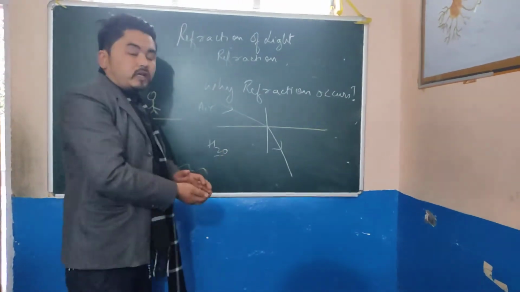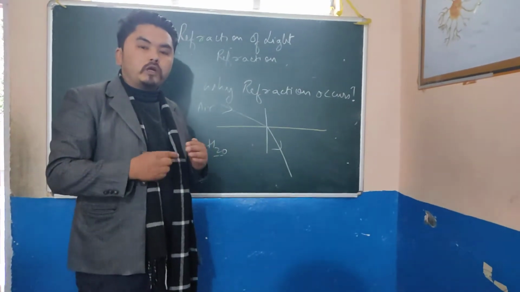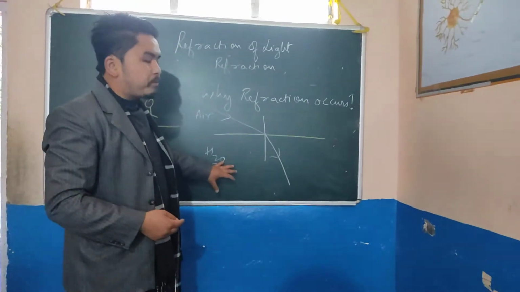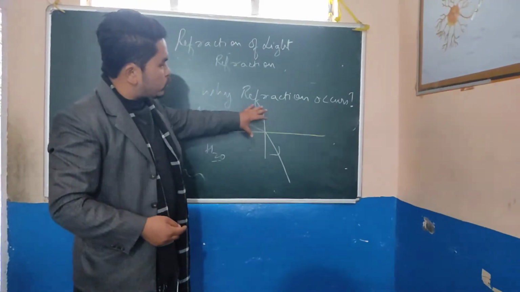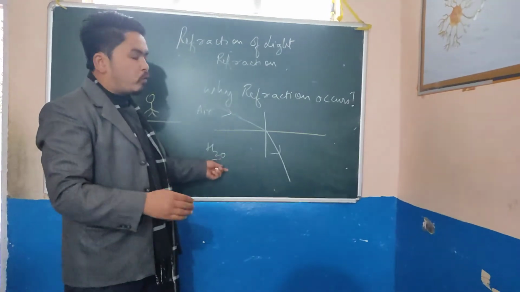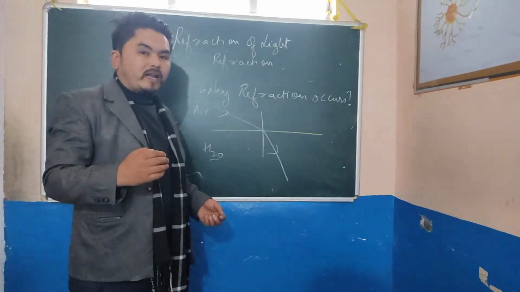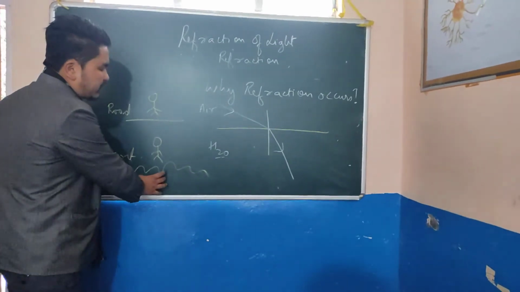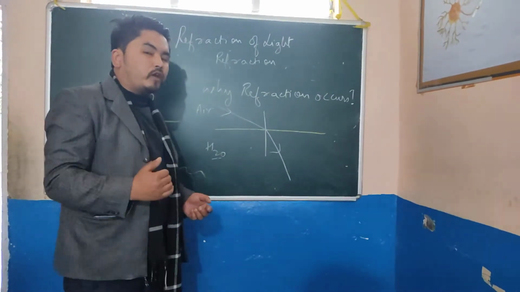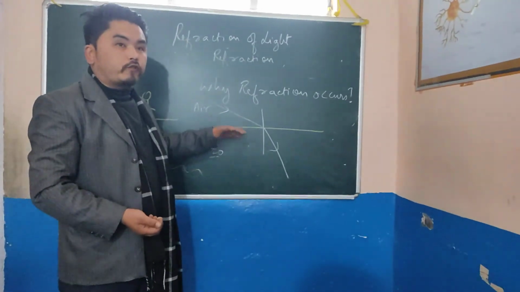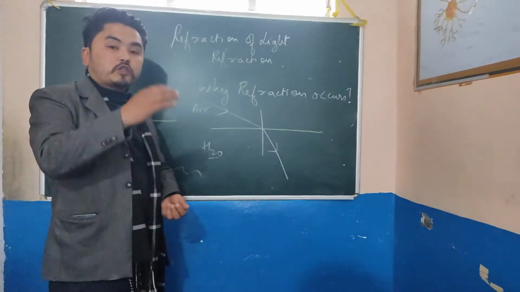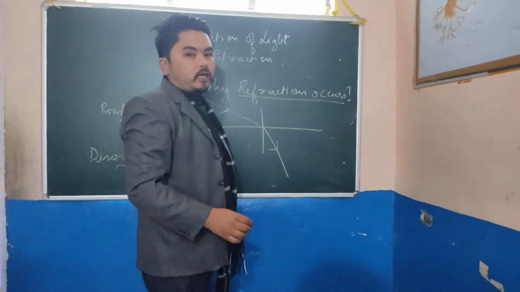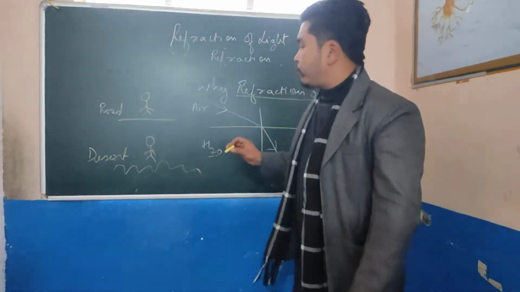Because water is very, very compact. Water has molecules close to each other as compared to air. So the water molecules will not allow the light to pass through very easily, and the speed has to decrease. In the same way as the boy running in the desert, his speed decreases, the ray of light traveling from a rarer medium to a denser medium will slow down. And this is the main reason refraction occurs.